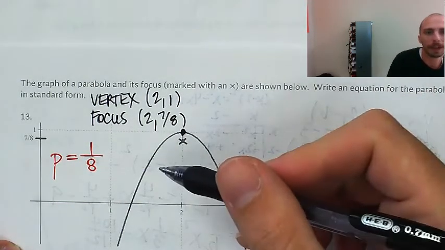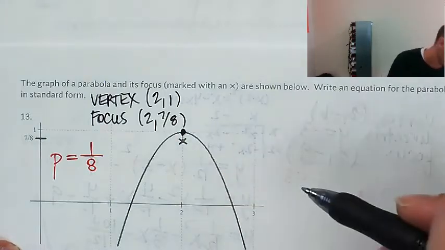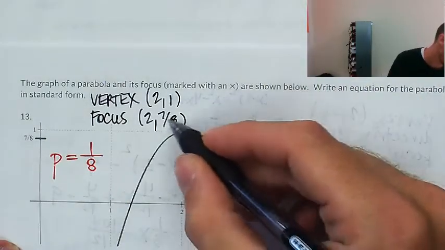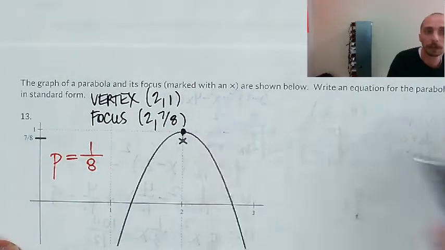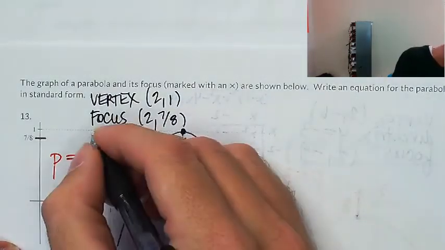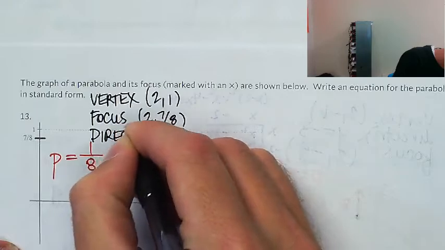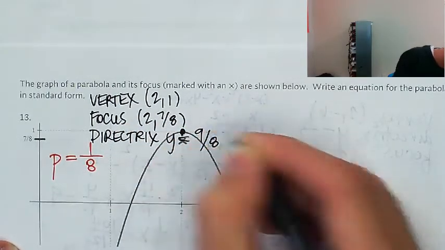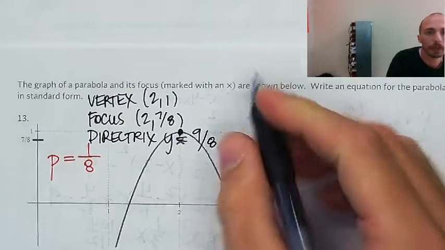Oh yeah, this is interesting. It doesn't look like it because it's so zoomed in, but yes. The directrix is going to be 1/8 above the vertex. So that would be 1 plus 1/8, which is 9/8. I'm going to write that in: y equals 9/8. So I've got all the ingredients I need.